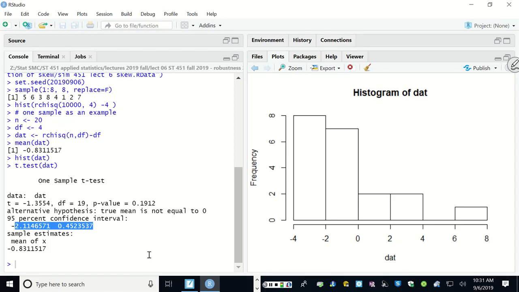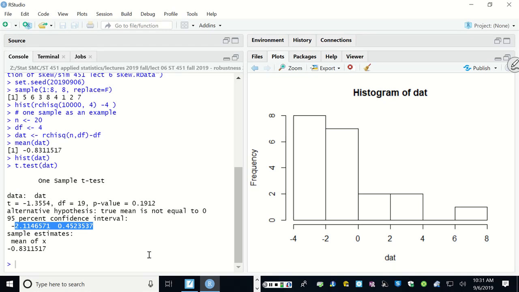The p-value is 0.19, which is bigger than 0.05. So we don't reject. So in this case, we've generated a sample, and it's consistent with 0 being the mean. We don't reject, which is good. Right? That's what we would hope would happen.